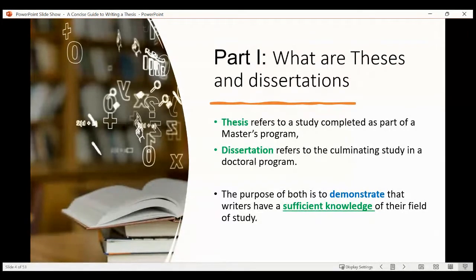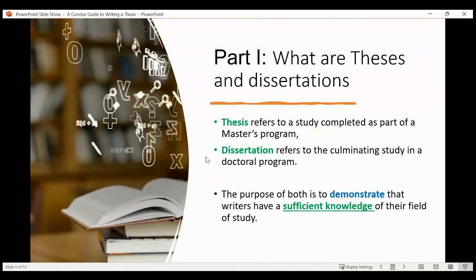The purpose of both dissertation and thesis is to demonstrate that you have sufficient knowledge of your study or your field. For example, if your dissertation is about teachers' professional development, then you are an expert in this field. It's not the field or the department you are coming from or studying in. For example, if I'm in an English department, I'm not an expert in English, I'm an expert in the title or the topic that I investigated in the dissertation. So this is the point here. That's why we say demonstrate sufficient knowledge in a particular topic.